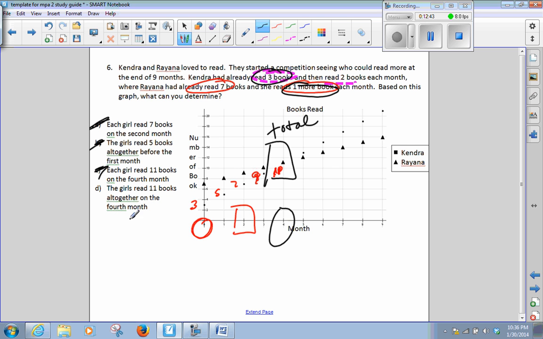So it's got to be D. The girls read 11 books altogether on the 4th month. What that word altogether means is that their total number of books so far was 11. So altogether means total. So both of the girls had read a total of 11 books by the 4th month. So the answer should be D.